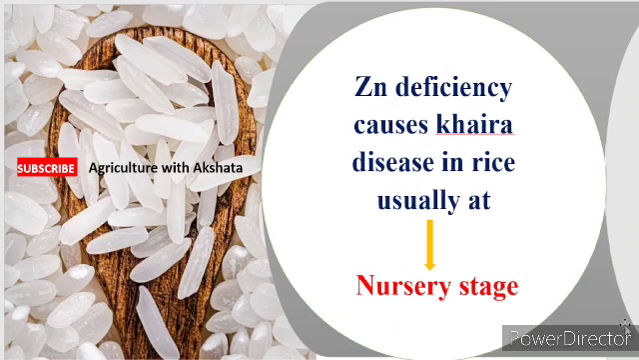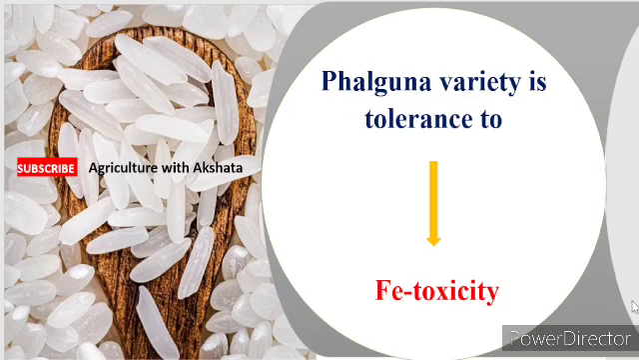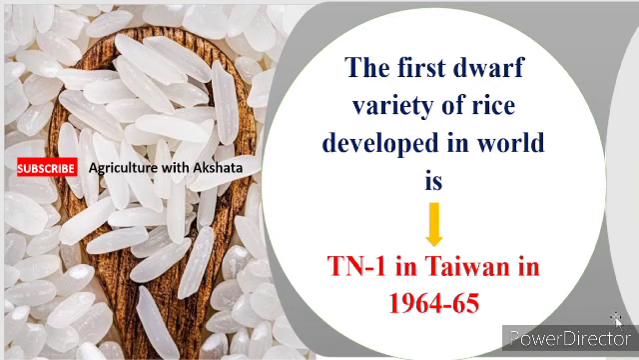Reclamation disease of cereals is due to copper deficiency. An essential nutrient for rice production is silicon. Iron toxicity in rice is known as bronzing of rice. Palguna variety is tolerant to iron toxicity.